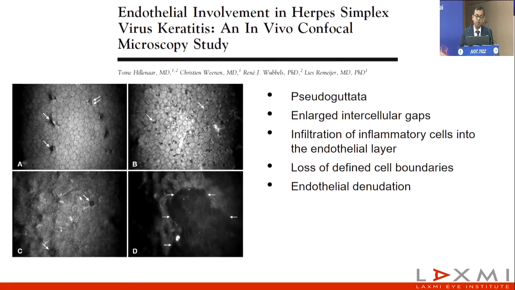Now, in a study by Helena et al., they studied the endothelial environment in HSV, and on in vivo confocal microscopy they saw very distinctive changes like pseudoguttae and enlarged intercellular gaps, as well as infiltration of inflammatory cells into the endothelial layer. There is also a loss of defined cell boundaries and endothelial denudation. So there is a specific attack against these endothelial cells, and we see distinctive changes because of it.